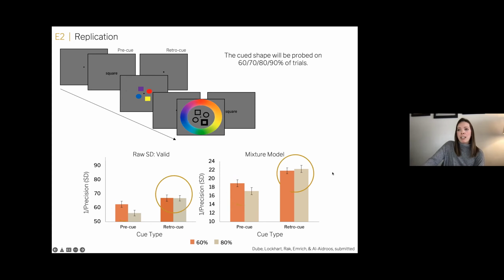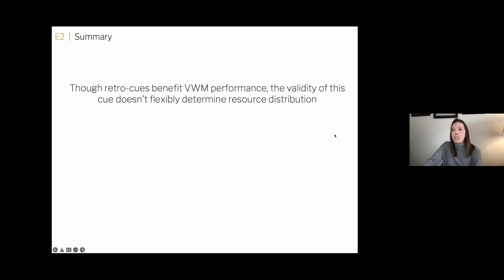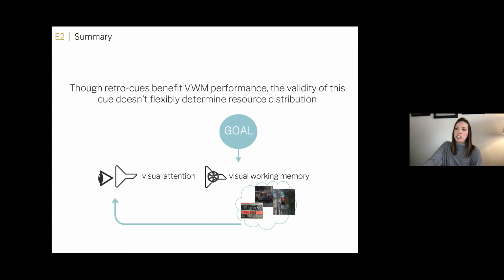And then again, we replicated this inflexibility using a retro Q. So when this information was given after encoding had already taken place, though they were able to use it to benefit performance, the magnitude of that benefit didn't rely on how valid that Q was. So though retro Qs do benefit working memory performance, the validity of that Q doesn't flexibly determine resource distribution. So, we can use that goal, apply it retroactively to sort of boost one representation over the other, but we can't sort of flexibly redistribute those resources based on how important that piece of information is.